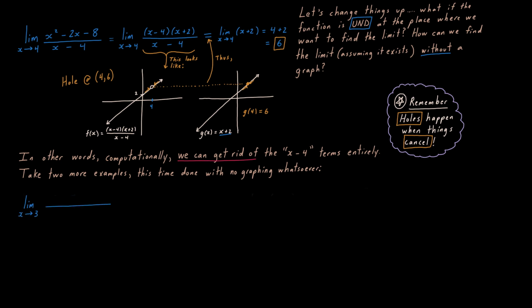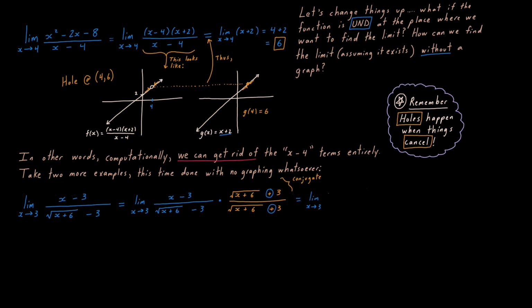For example, let's try this guy for size. x minus 3 over the square root of x plus 6 minus 3. The limit as x approaches 3 for that. Notice 3 will make this thing undefined. And the way you handle roots for holes is to multiply by the conjugate. That's why I've changed the plus signs to minus signs. We call this the conjugate of our radical expression. And let's see what we get.